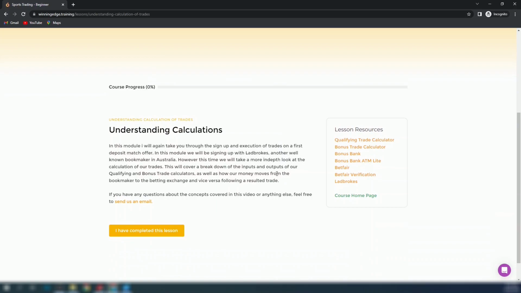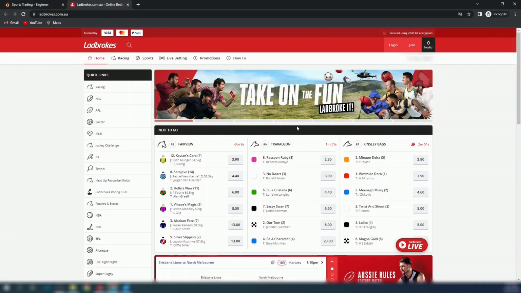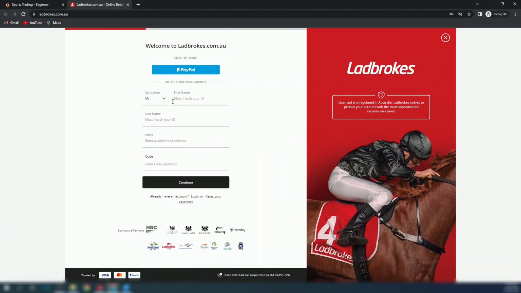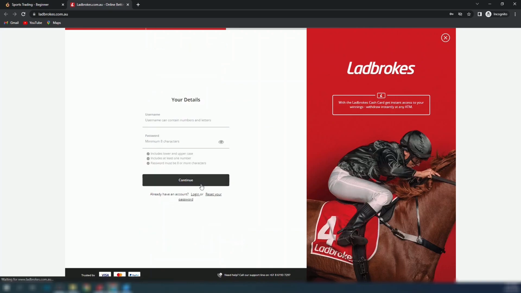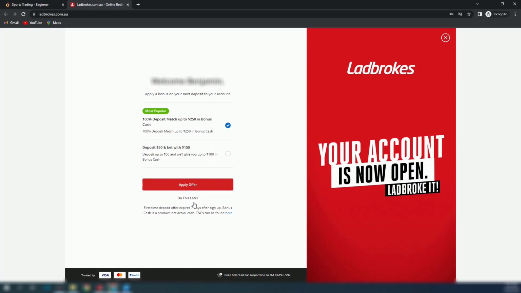So with that cleared up, we will start by heading over to Ladbrokes and signing up for an account. Again, we're making sure that the details that we enter match our license. And you can see here that we've been given a deposit match offer right away. So it's going to be a little bit easier than what we had last time on Sportsbet. And as you can see there, it's quite a substantial offer at a 100% match up to 250 in bonuses. So certainly the largest deposit match that we've seen so far.